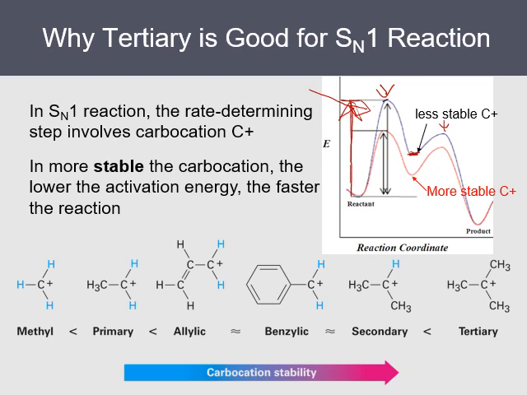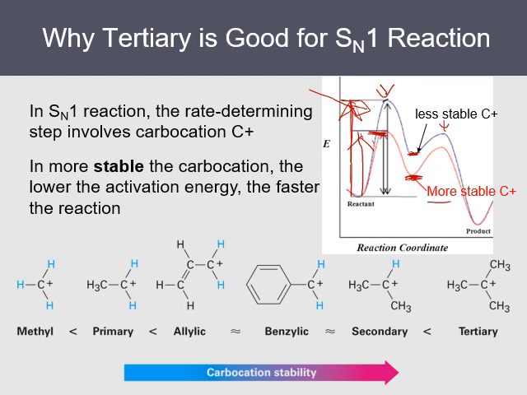Now, if the carbon cation is more stable, then the energy is lower. The red curve indicates you form a more stable carbon cation because the energy is lower, and then the transition state is also lower. This leads to a smaller energy barrier and a faster reaction. So the more stable the carbon cation, the smaller the activation energy, the faster the reaction goes.